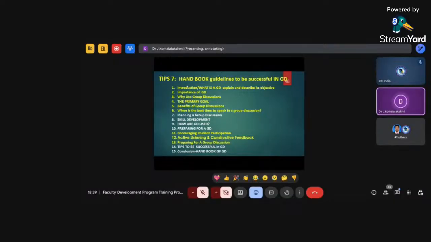So what are all the topics in that? That is tip 7. So in that tip 7, we should give all the detailed history about group discussion. So that helps the children who are new, that is K, L, M, N, no?